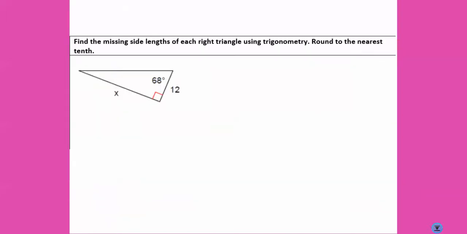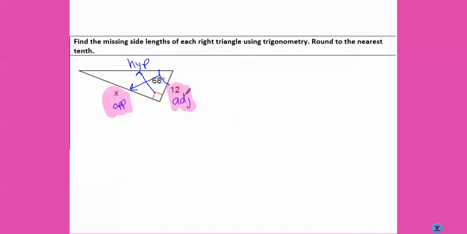So let's look at another example. Again, we're going to use the angle we're given to label our sides. So this would be opposite. Across from the right angle is our hypotenuse, and this is our adjacent. So we're looking for opposite. We know adjacent.